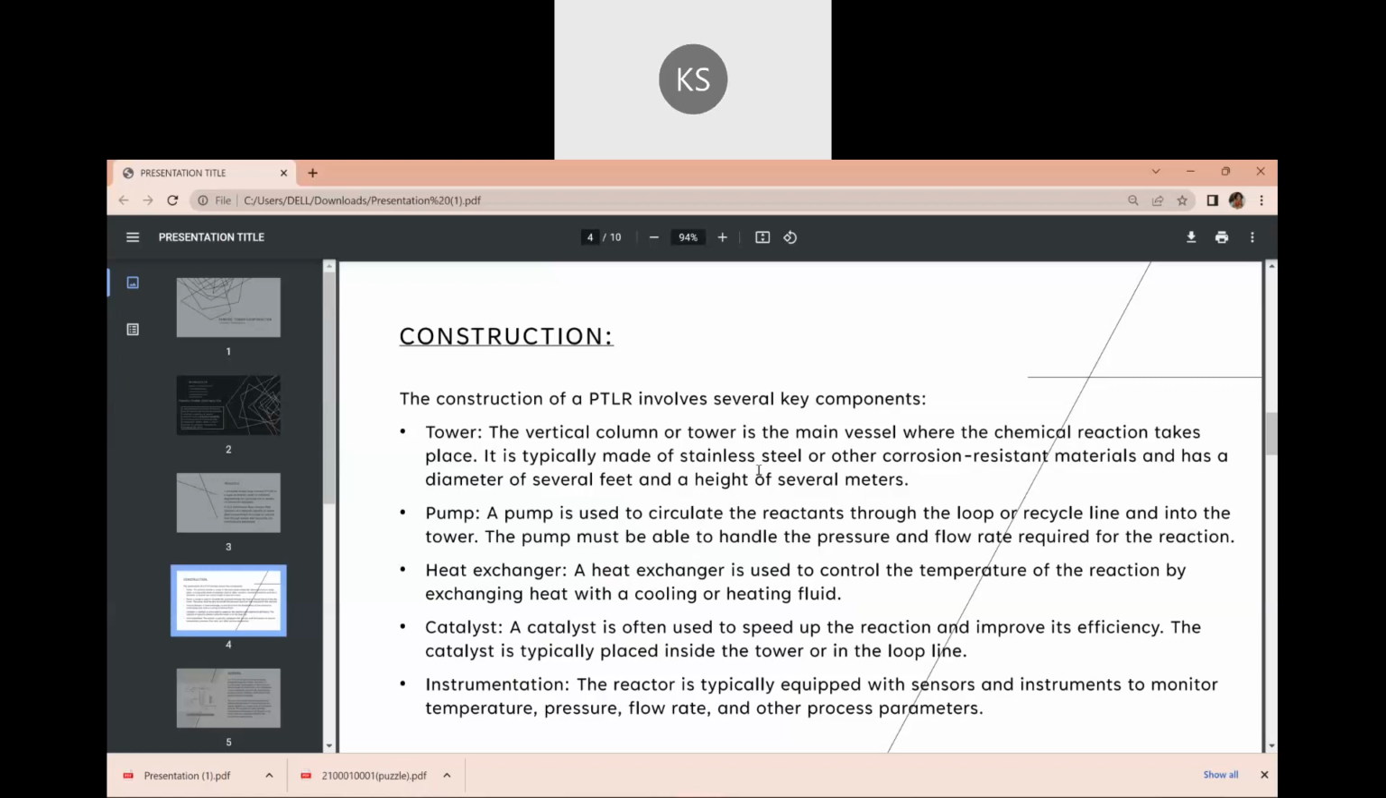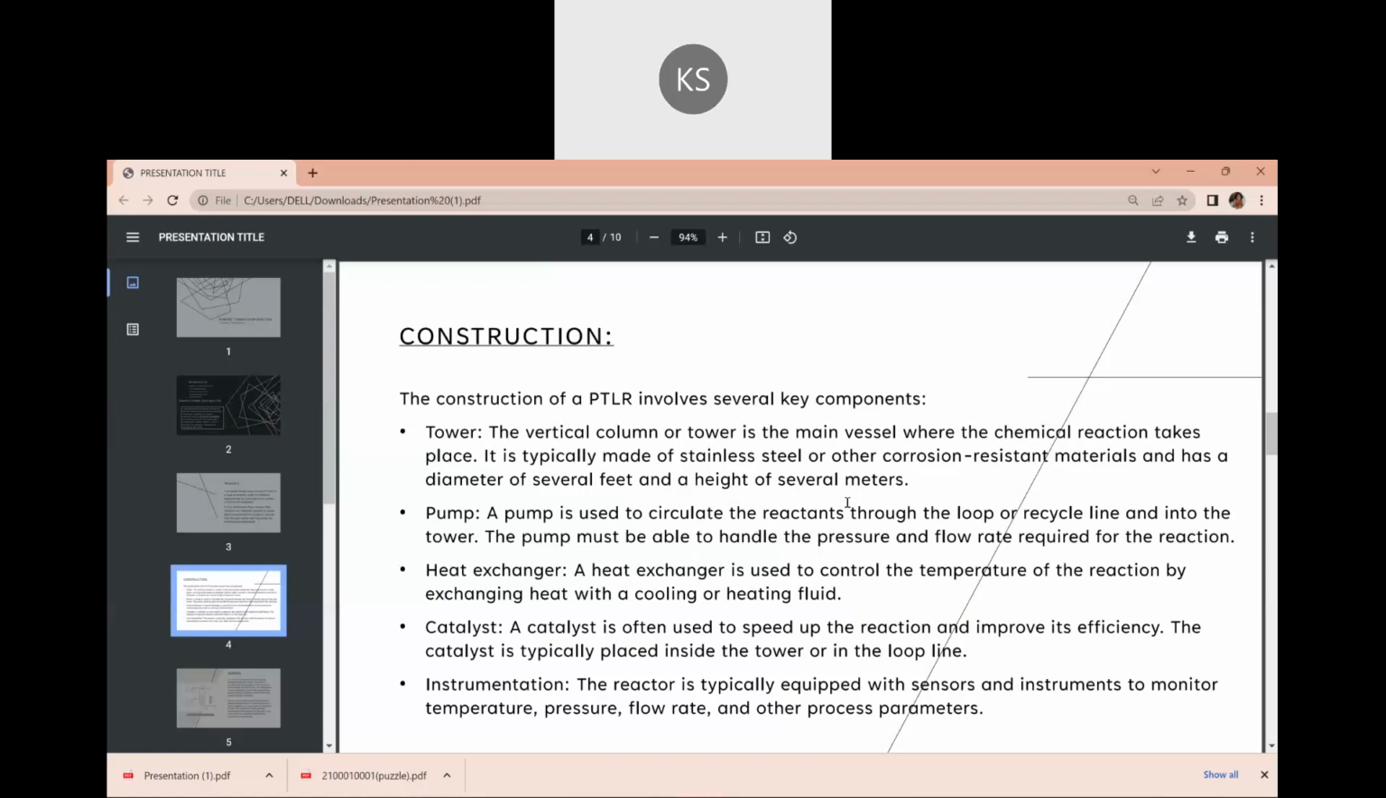The tower is made up of stainless steel or other corrosion resistant materials and has a diameter of several feet and a height of several meters. So basically, on an industrial scale, the tower's diameter is several feet and its height is several meters. But on a small scale, the tower reactor doesn't have a great diameter or a very large height. In the scale up process, the diameter and the height of the tower increase.